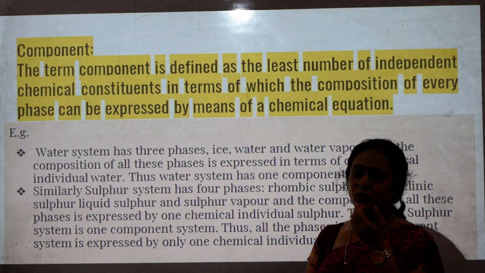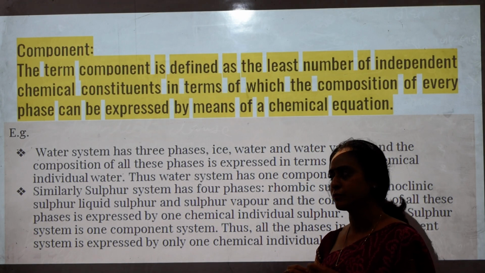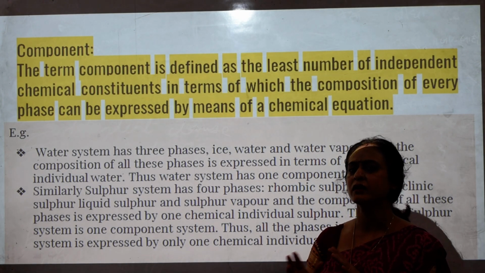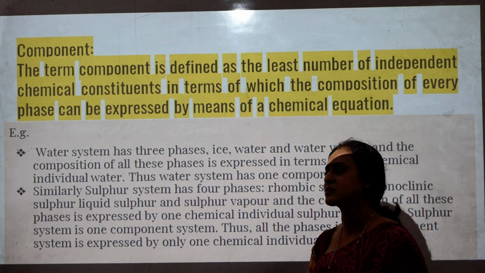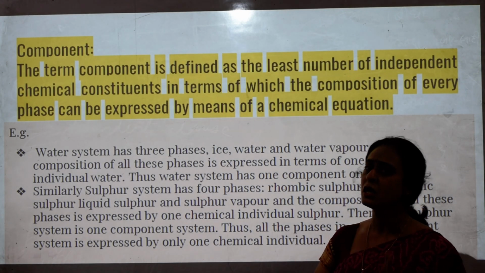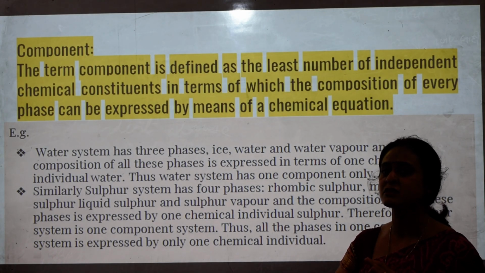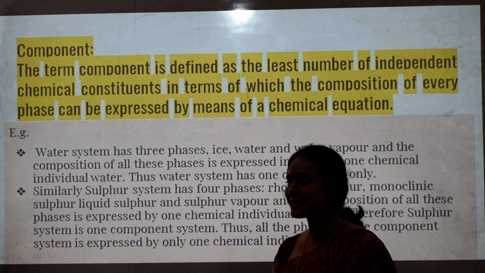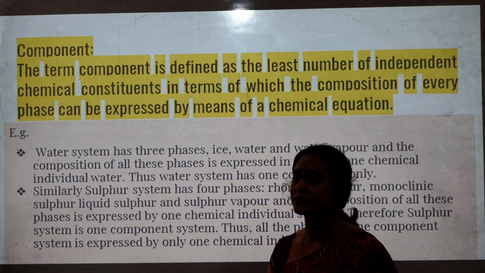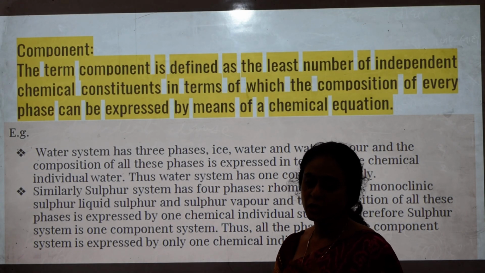For example, water has three phases, solid, liquid and gas, and at a particular point they all three are in equilibrium with each other. So we can say that maximum number of phases that particular system can hold is 3, but all these three phases can be explained by only one chemical constituent of water, that is H2O. So least amount of a component that we need to express that particular system is H2O.